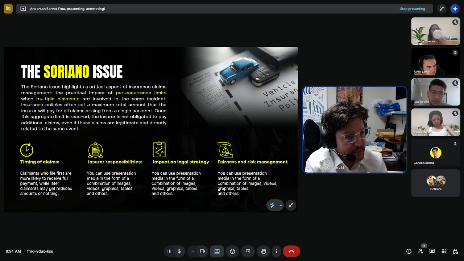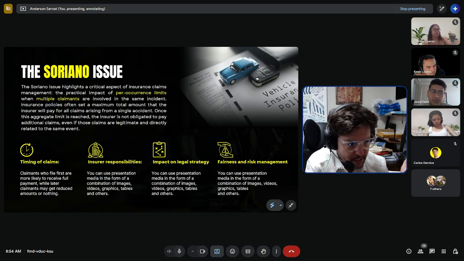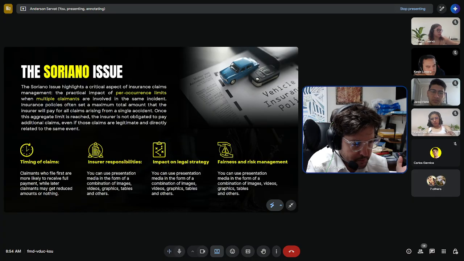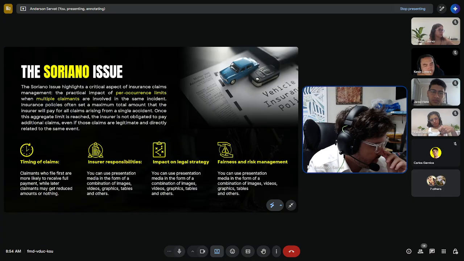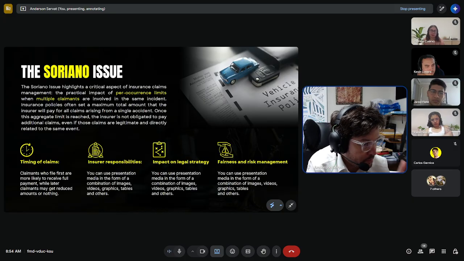If we have limited coverage, we only have 30,000. There's no UM, no way. There's nothing. Only 30,000. And there are multiple injuries, multiple claims, multiple persons, multiple cars, and it's only 30,000. It's first come, first served. So we need to send this today. We have some clients. I think, what's the other?